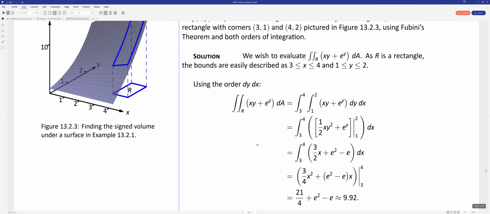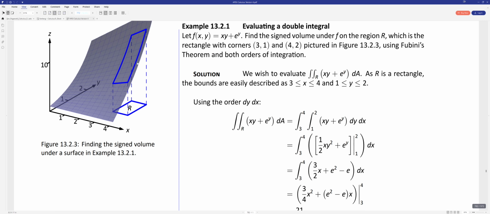Okay, so this 9.92 is just the volume of this three-dimensional object over here. It has 6 faces: your bottom face, that is R, 4 vertical faces here, and then this top face over here that is coming from the graph of your function.